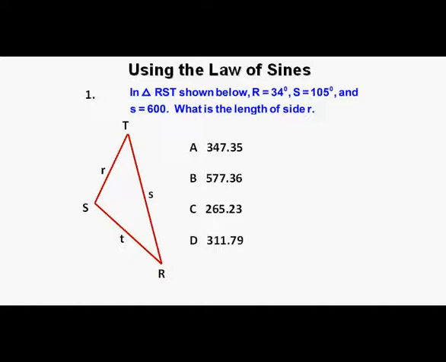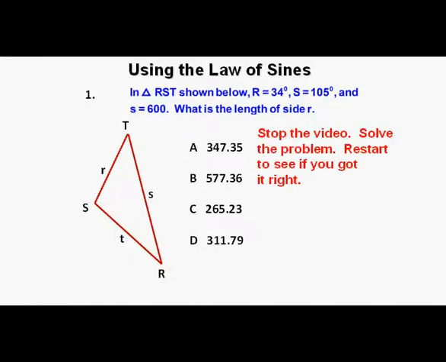Problem 1. In triangle RST shown below, angle R equals 34 degrees, angle S equals 105 degrees, and side S equals 600. What is the length of side R? Stop the video, then solve the problem, then restart to see if you got it right.